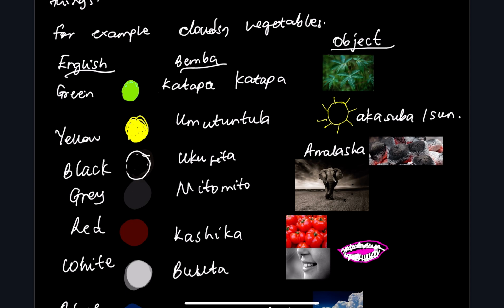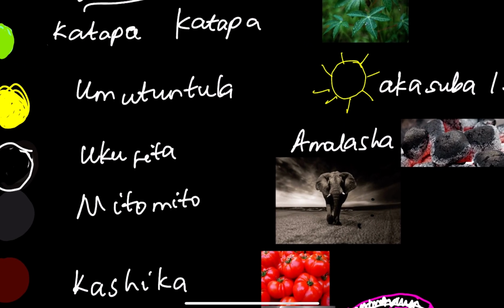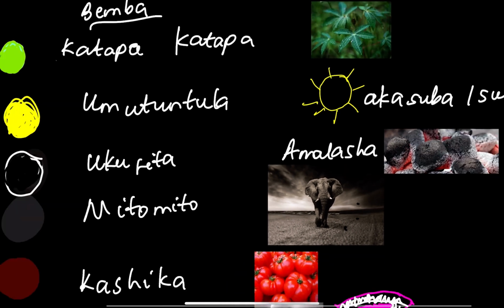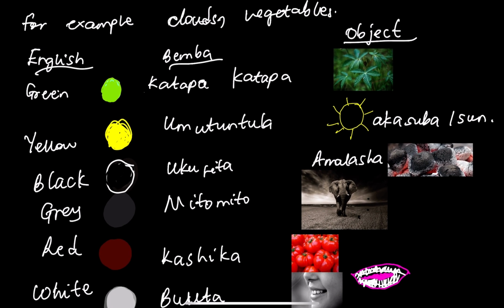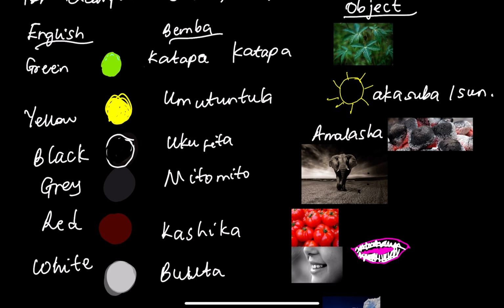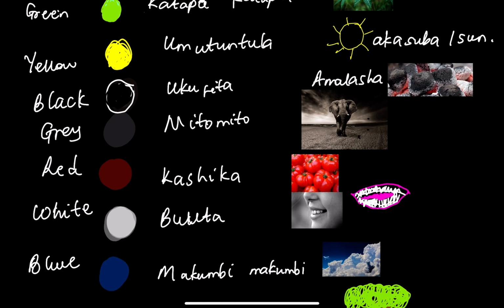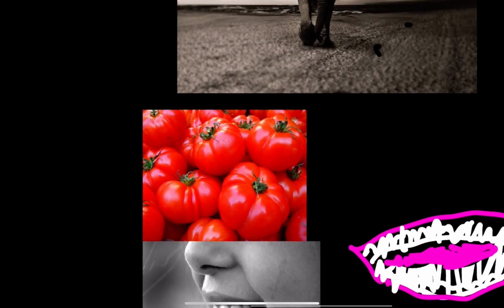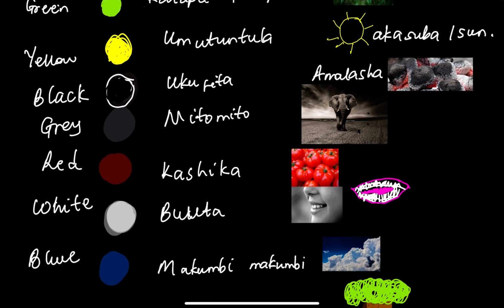And then gray means mito. And then imito, for example, refers to the ashes after you burn coal. Or if we look at this elephant in the picture here, the elephant is gray in color. And then red means kashika. So for example, ama tomato yali kashika. That means the tomato is red.